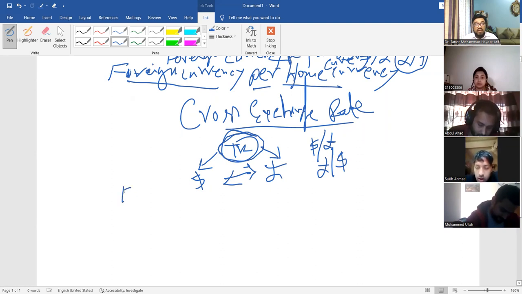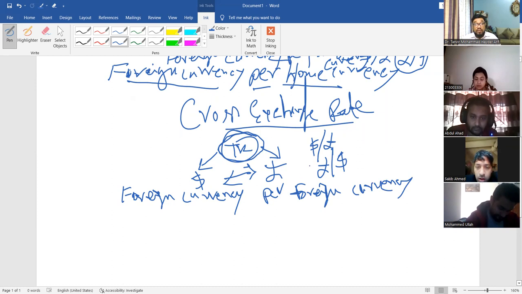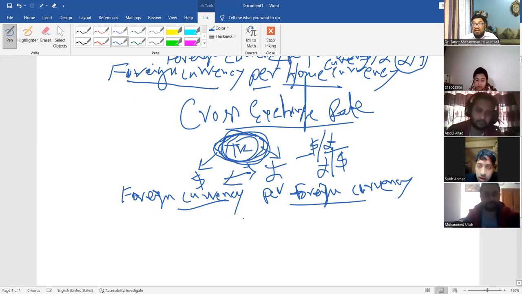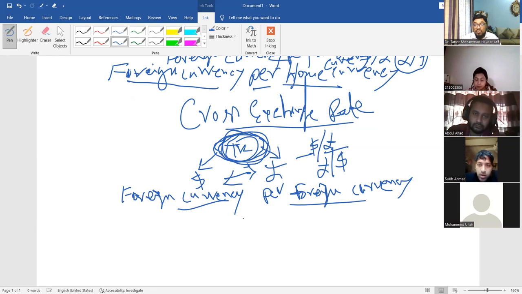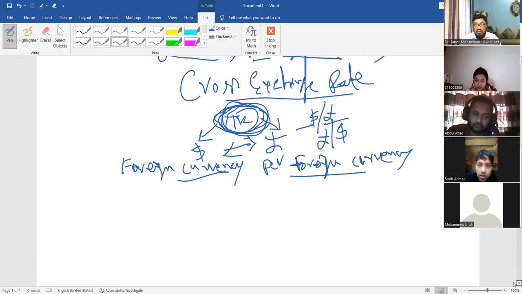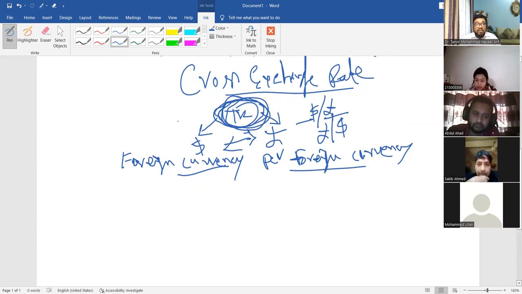For easy understanding, we say it is foreign currency per foreign currency. Dollar is foreign for us, and pound is also foreign currency. But you must keep in mind, you can't determine exchange rate between two currencies automatically. You need a base currency. So you are determining dollar per pound based on taka. Now we need to understand this mathematically. So be attentive now. I will show you how to calculate cross exchange rate. You need this calculation to determine price, profit, cost, and exchange rate between two foreign currencies.